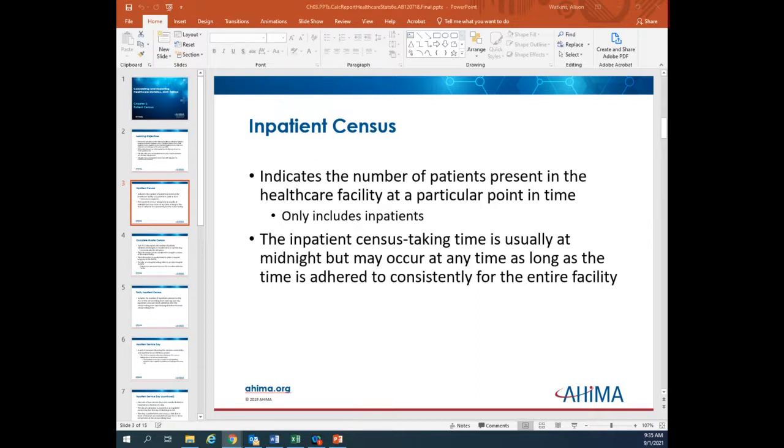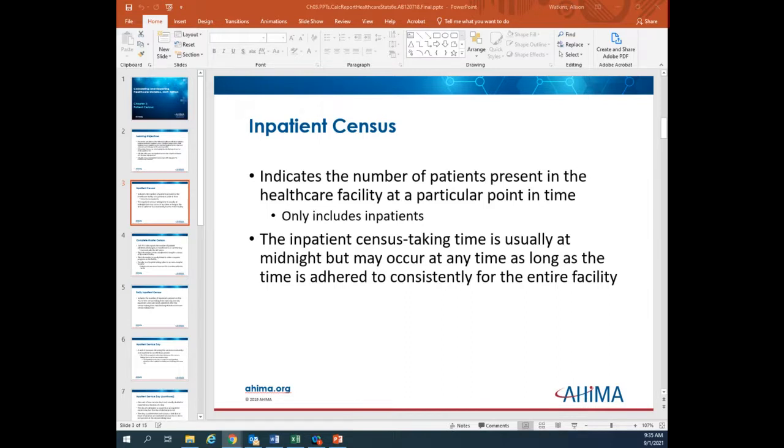But anyway, getting back to inpatient census, look at the definition of this. It indicates the number of patients present in the healthcare facility at a particular point in time. And they talk about in the book that you don't just do inpatient census at any time. It needs to be a consistent time, and it needs to be a time where everybody is basically not moving from place to place. So it's not going to be at 8 or 9 or 10 o'clock in the morning when there's a lot of movement going on.